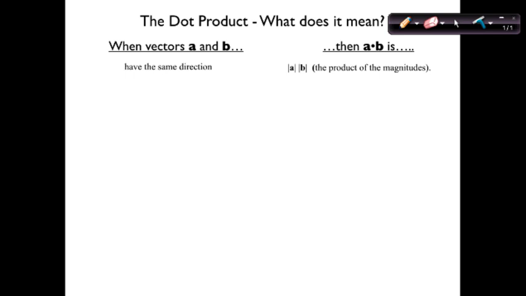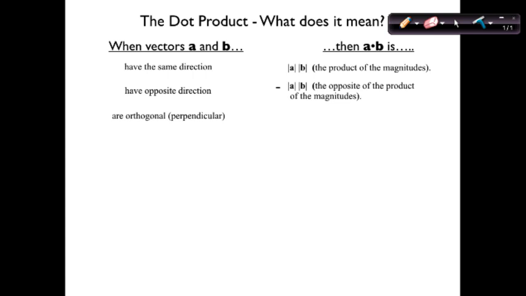Okay? What other observations? And then he said if they're in opposite directions. If the vectors are in opposite directions, what happens then? It's the opposite of the product of the magnitudes, right? So that's this. And then we said when they're orthogonal or perpendicular, the dot product is 0. Okay, now what other cases are there?